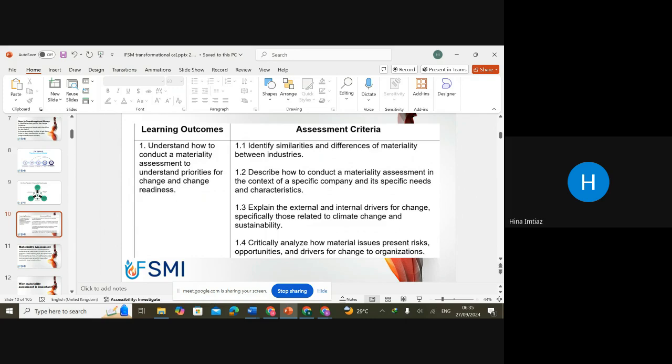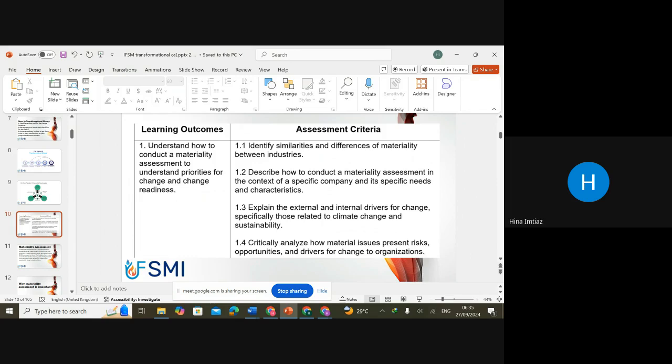specific company and its specific needs and characteristics. What are the specific characteristics and the specific needs of a specific company? You have to describe this in the context of a materiality assessment. I will tell you what a materiality assessment is, why it is important, and how we can achieve this in the next slides. But first, we have to understand the question.